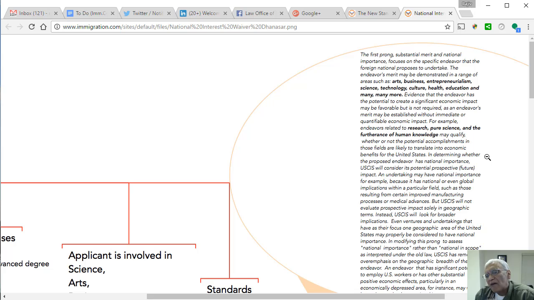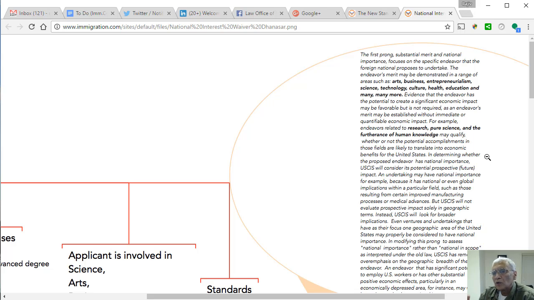But what I have actually has everything pointed out there. If you look at just the graphic, both for this and for the new I-140 regulations, it tells you everything you need to know. So here they said the first prong, substantial merit and national importance, focuses on the specific endeavor that the applicant is going to undertake. It can be demonstrated in a range of areas.